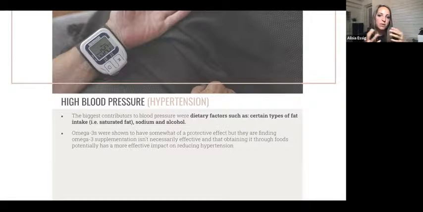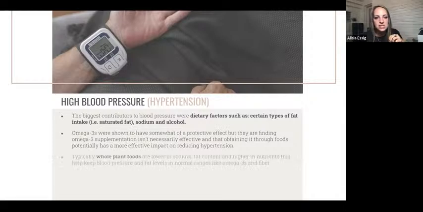One of the important things to help reduce your blood pressure is to eat more omega-3s. Those healthy fats, omega-3s, are going to be found in walnuts, in avocados, in other nuts and seeds. And the thing about whole plant foods, like beans, for example, if you're using beans as your protein source, it's going to be significantly lower in sodium, or even tofu.